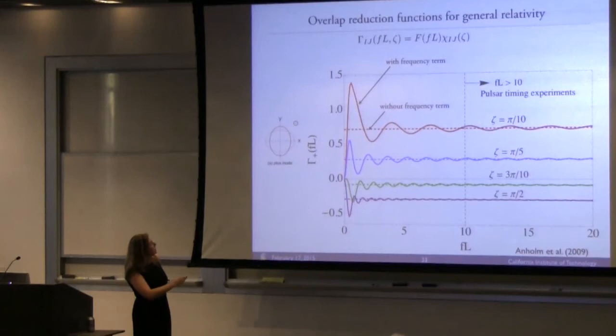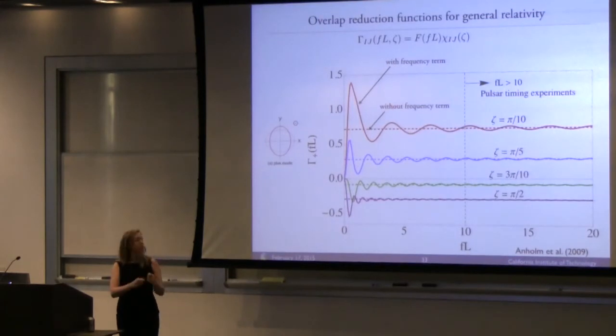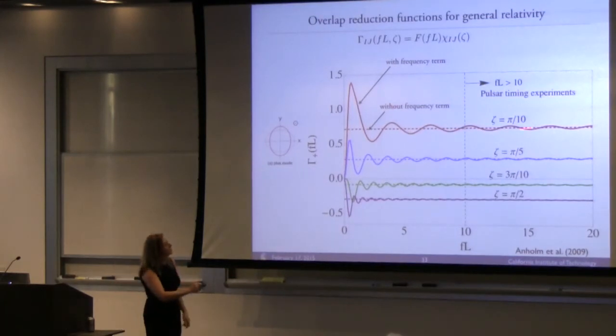And what we're looking at here is a plot of this function for general relativity. So this is the plus mode that you typically see for general relativity. Now there's four colored lines. Each of these different colored lines represents a different angular separation of my two pulsars. So up here they're separated by pi tenths, down here by pi halves. And these curved lines are the full overlap reduction function. So they're this full function, they've got a frequency piece and a Hellings and Downs piece. The dashed lines are just the Hellings and Downs term. So basically you just said I can toss the frequency part out.